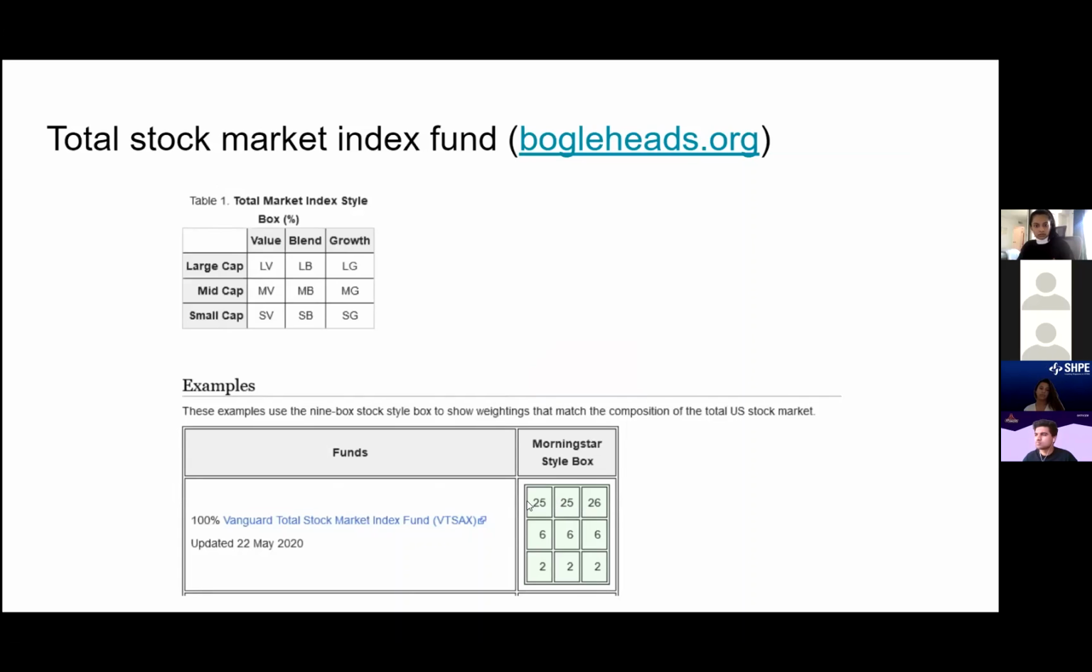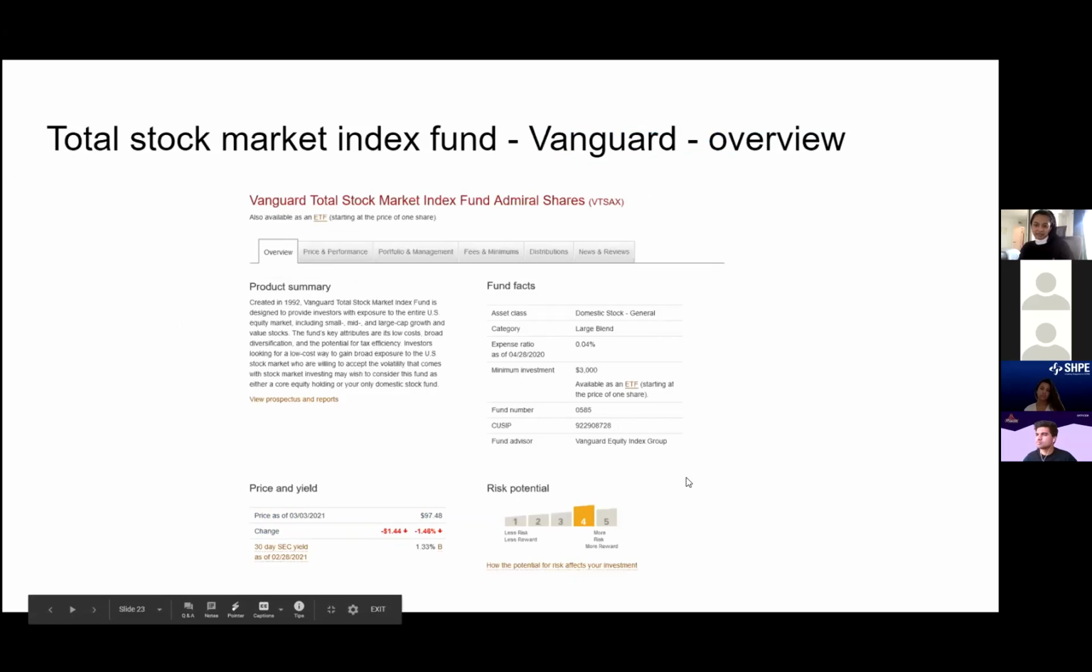So you can see here, the large cap, that's that top row, that's over 75% of the market. And you've got your mid caps and your small caps. So these all, I added, add to 100. So you can see that the total market index fund is just buying everything. It's buying all the boxes. That's what that means.